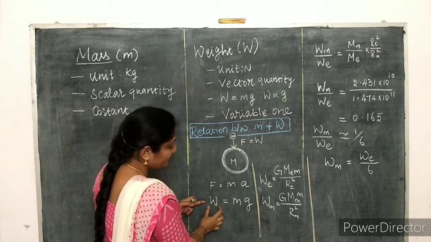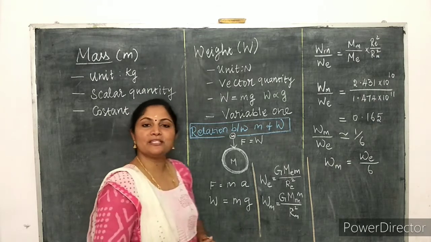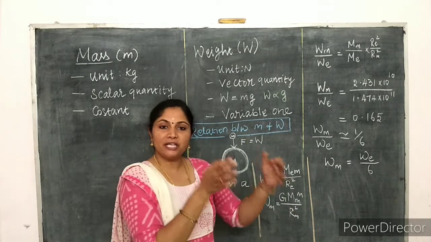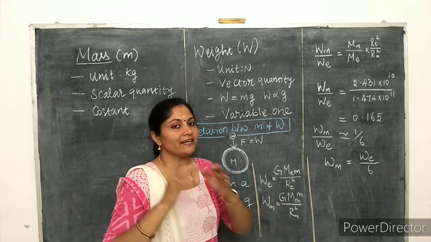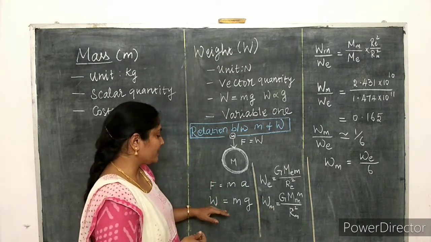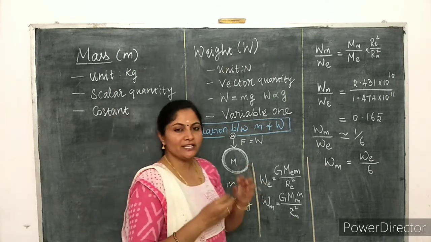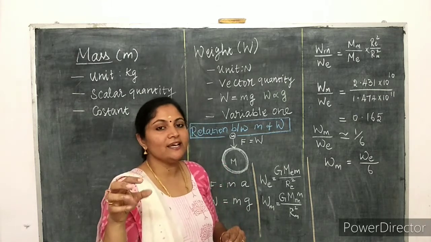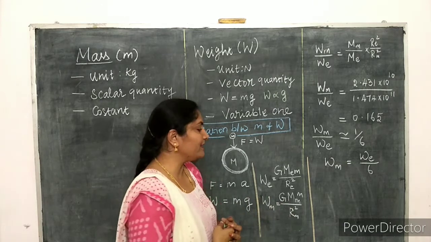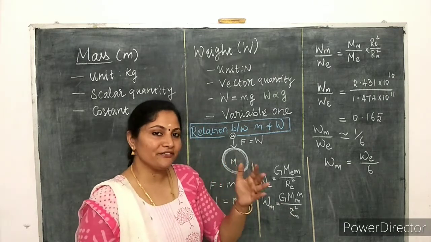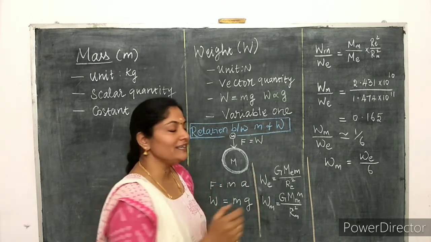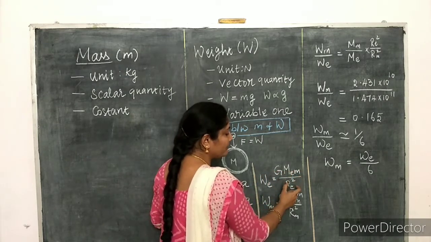So what is the relation between weight and mass? W is equal to m into g. So mass multiplied by the value of g gives W. What is W here? It is the weight of the object. So see here. Now when we consider the weight of the object on the earth and on the moon, the formula, according to the universal law of gravitation, for gravitational force is G capital M small m by R square.